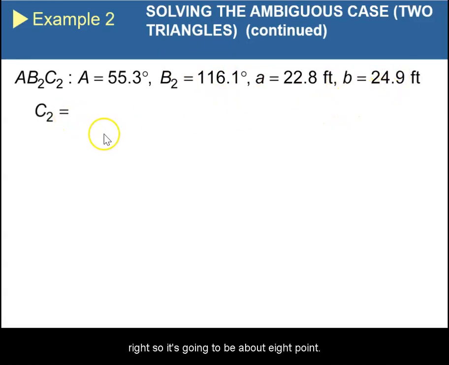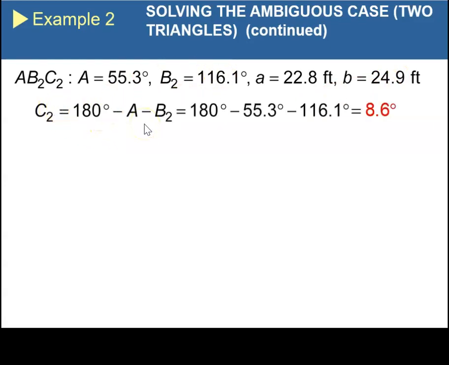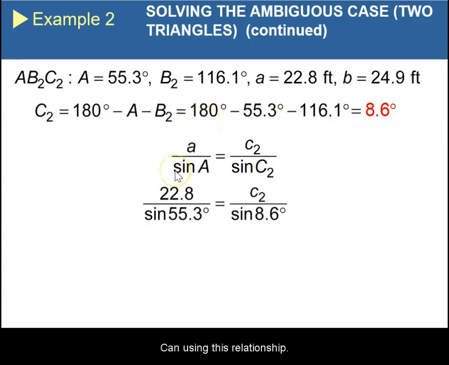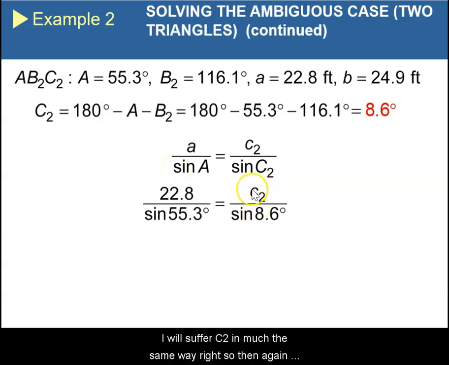I talked about how to find C already, right? So it's going to be about 8.6 degrees, because that's what's left over from 180. Then using this relationship, we'll solve for C2 in much the same way, right?